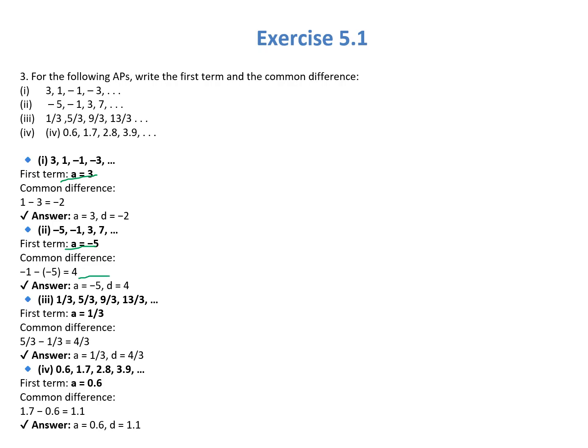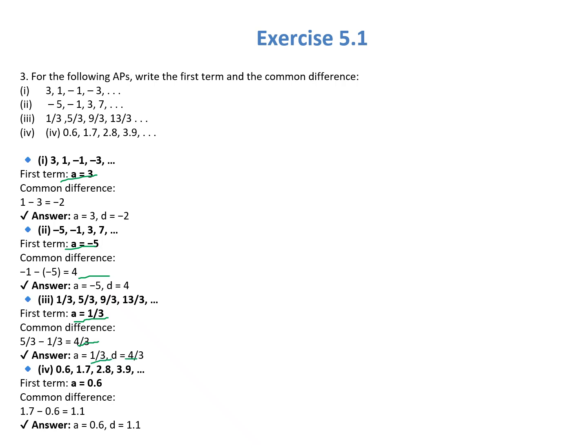Third question is 1 by 3, and then we have 5 by 3, then we have 9 by 3, then 13 by 3. These are the terms here. So the first term is equal to 1 by 3. The common difference is 5 by 3 minus 1 by 3, which is equal to 4 by 3. Answer is a is equal to 1 by 3 and d is equal to 4 by 3.